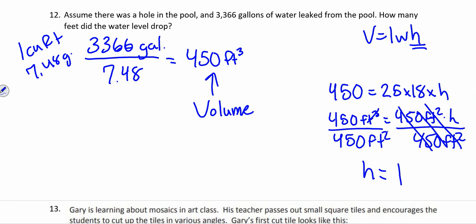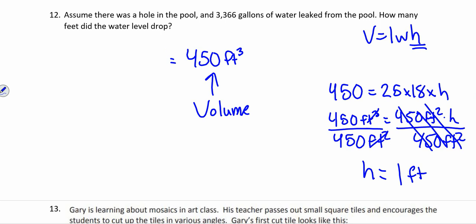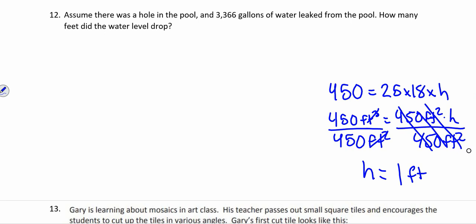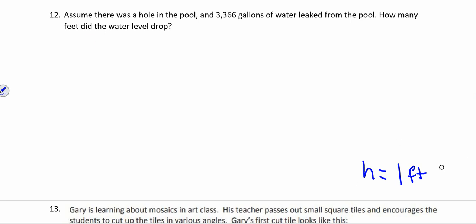We haven't gotten to the division of fractions or division of exponents yet, so that's just going to be 1 foot. We only lost 1 foot of water in this. So out of the 6 feet the pool is deep, we were down only to 5 feet after losing 3,366 gallons. It requires conversions, and I know that's where some of us are struggling. Hopefully we can get ourselves caught up before the test. I don't want you to go into this test unprepared.